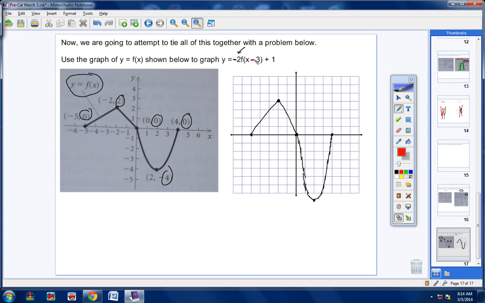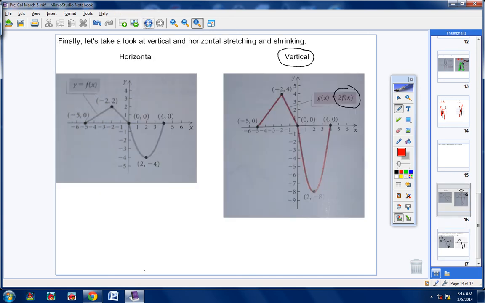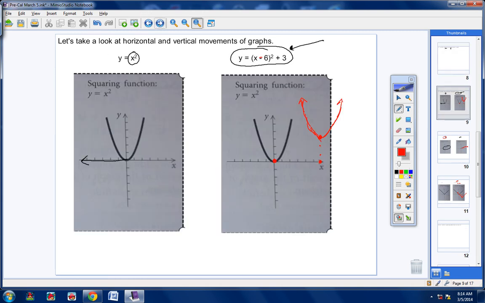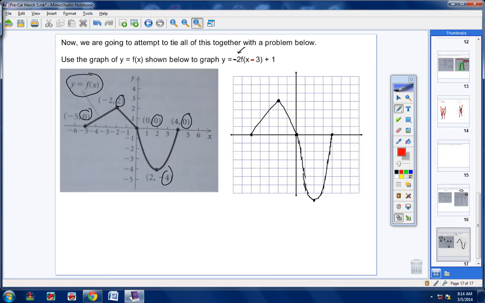See how I'm subtracting 3 directly to the x? Well, if you go way back in your notes, way back yonder, you'll see right here I taught you whenever you're subtracting or adding a number directly to the x, it's a horizontal movement, and you always move the opposite way. In this example, it was a -6, so we went 6 to the right. So with that in mind, because we have a -3, we're going to go 3 to the right.